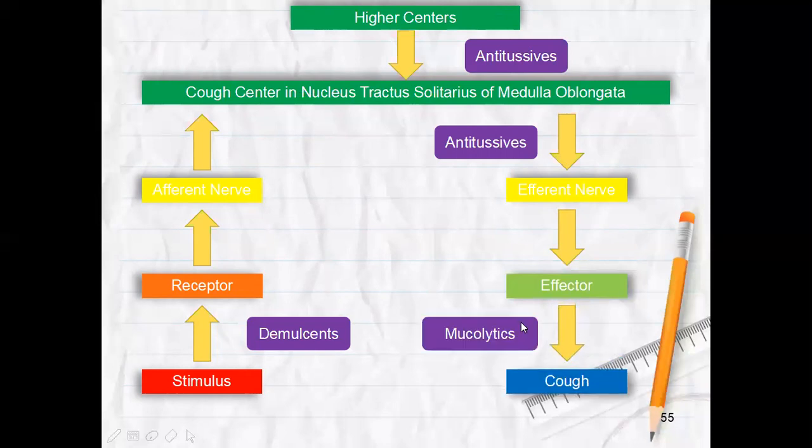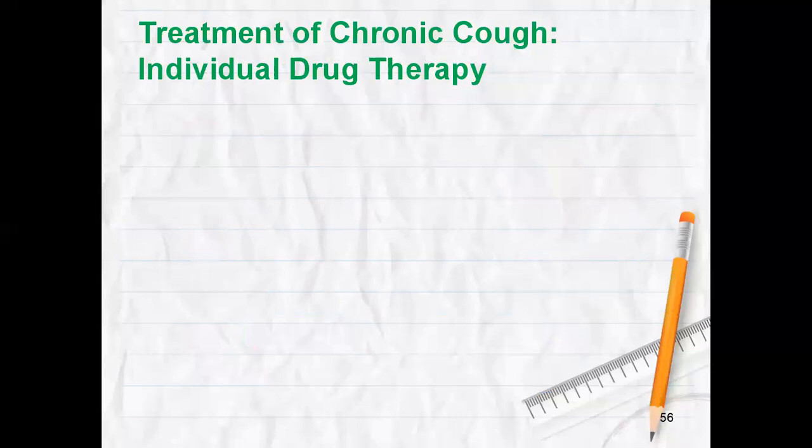So the group of drugs which help in expectoration of the sputum is known as mucolytics. So it helps in making the cough reflex effective. So let's move on to the individual drug therapy.